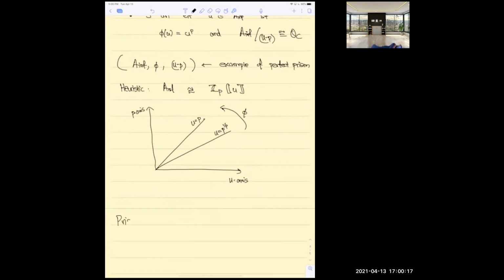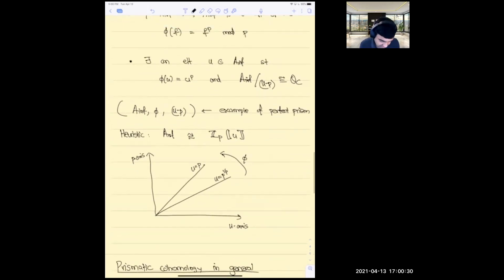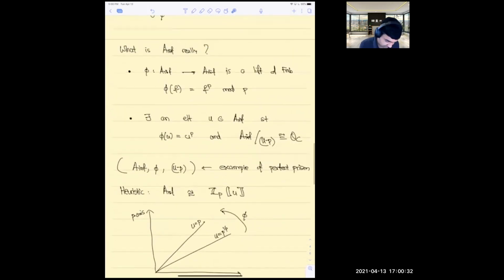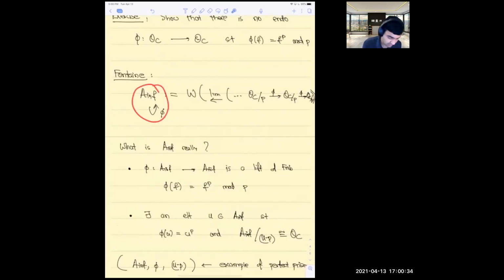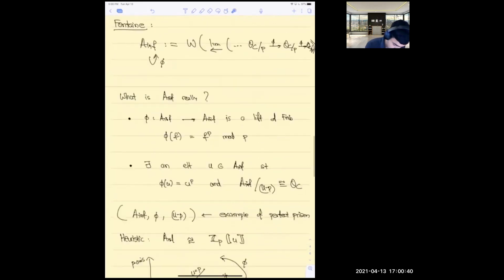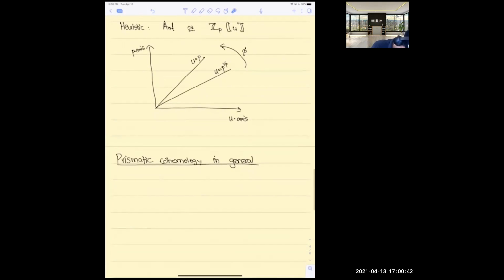Okay, so let me talk about prismatic cohomology in general now. As I said, this A-inf is the answer for what the prismatic cohomology of X is when X is a point. And so in general, we expect to produce modules over this ring. Let me tell you what the important features of those modules are. I'll state it in the form of a theorem.